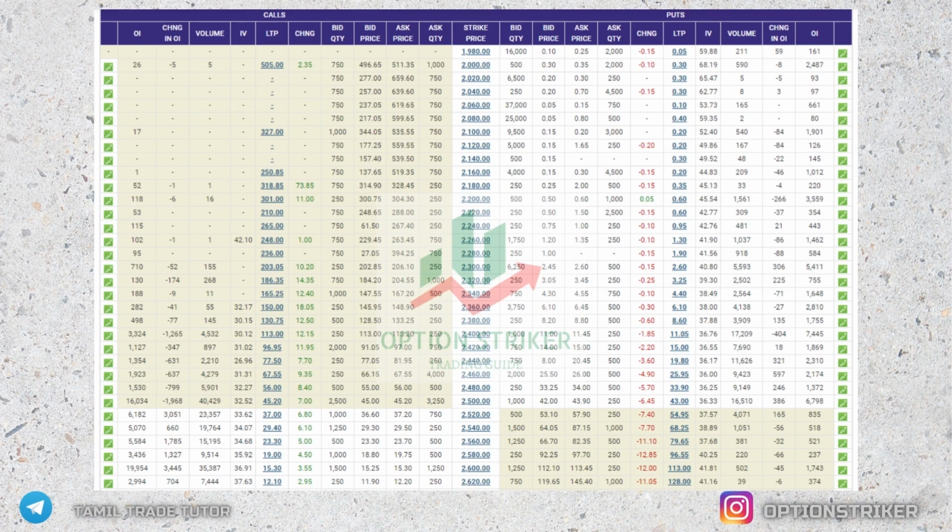Bid price. Bid price is nothing but the highest bid amount from the buyer's side, and bid quantity tells how much quantity they are ready to buy, and ask price is also the same. Ask price is the price at which a seller is ready to sell his contract. Ask quantity shows how much quantity he is ready to sell.